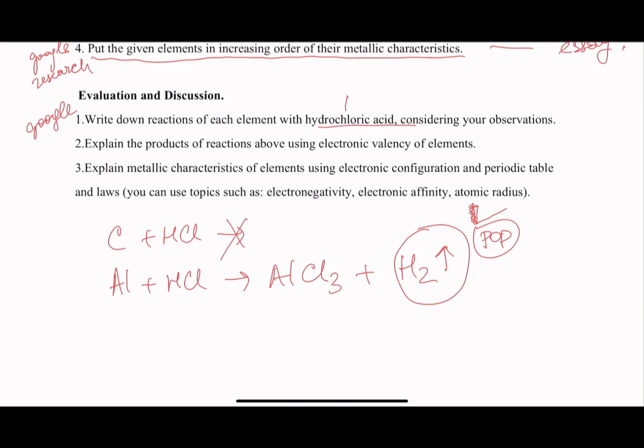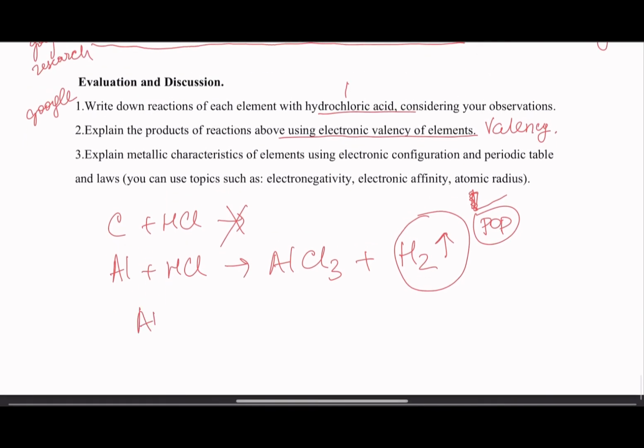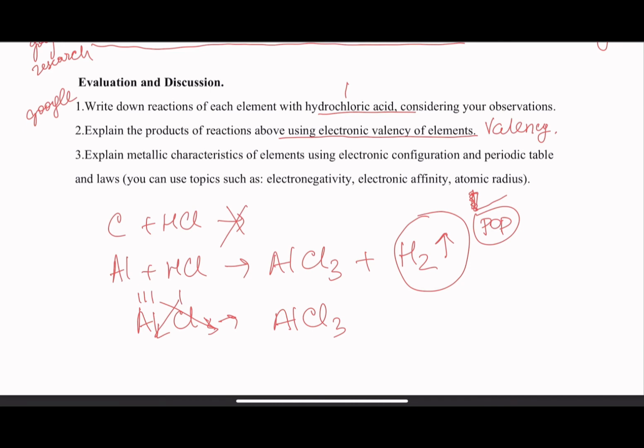Explain the products of reaction above using electronic valency of elements. So valency method, you need to figure out. For example, aluminium has a valency of 3 and chlorine has a valency of 1. That's why the product of aluminum chloride is AlCl3. 3 comes here and 1 comes here. So it becomes AlCl3. Okay? That's why the product is made like this. So using this thing, you need to use it for other elements.